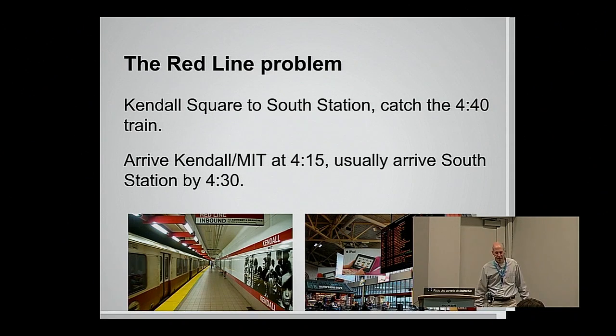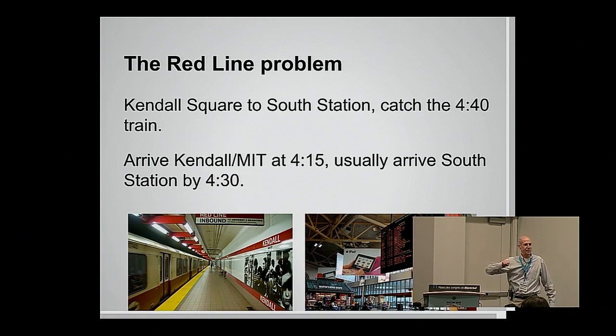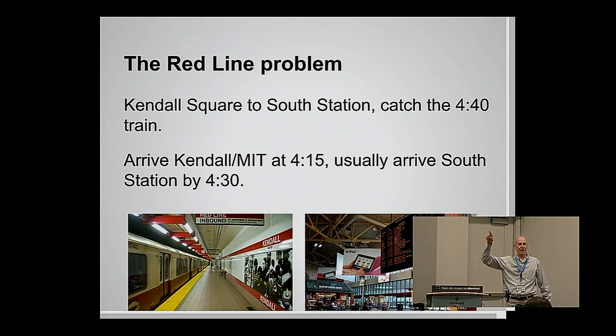This is a problem that occurred to me a couple of years ago. I was commuting, and I was taking the commuter rail into Boston, and then the Red Line subway in Boston from Boston to Cambridge. I was going to Kendall Square. So on my reverse commute, I would have to leave work, and I would get to Kendall Square to try to catch the 4:40 train. If I caught the 4:40, then I would get to South Station on time, and I would get my train home.